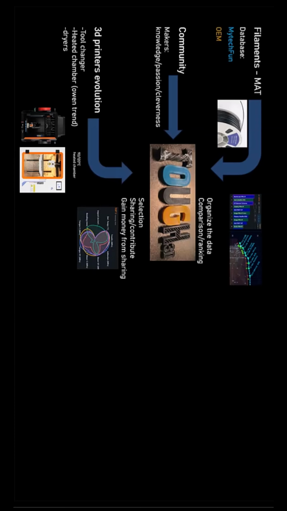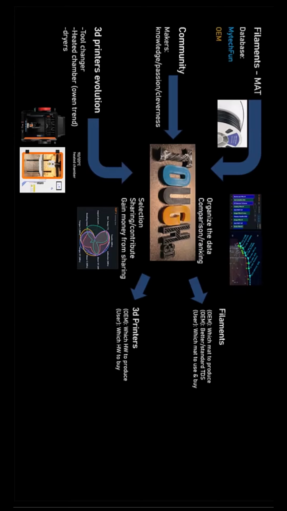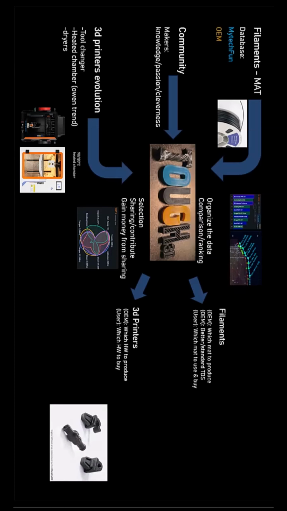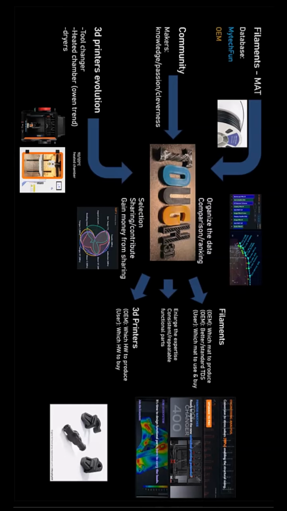The outcome of this platform is a shared direction for the whole ecosystem. Filament manufacturers understand which materials are most demanded. They are pushed to provide more complete data, and the user knows exactly what to buy. Printer makers see what their users and materials actually need, and the user understands which hardware to buy. The result is a push toward parts that are not just tougher, but repeatable, thanks to tested, community-validated print profiles built on a broad base of real-world experience.